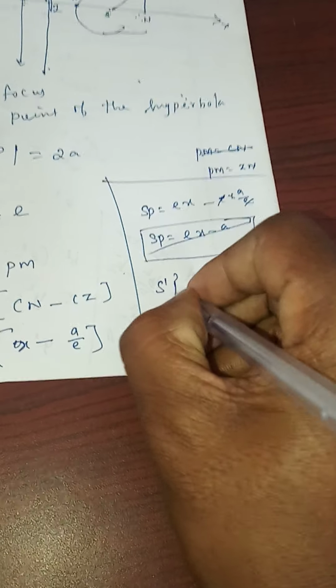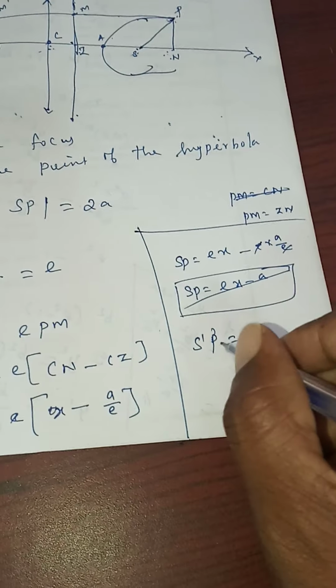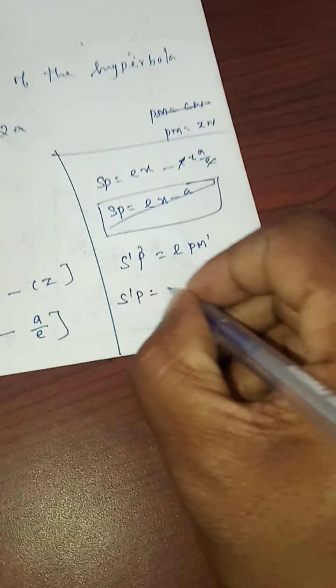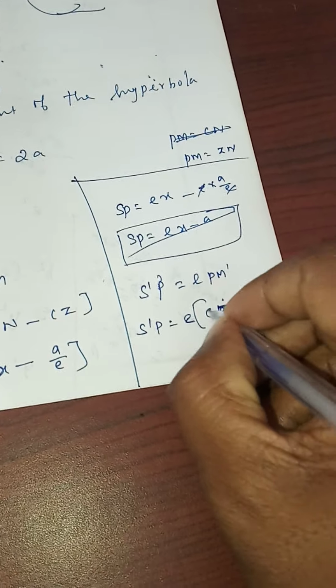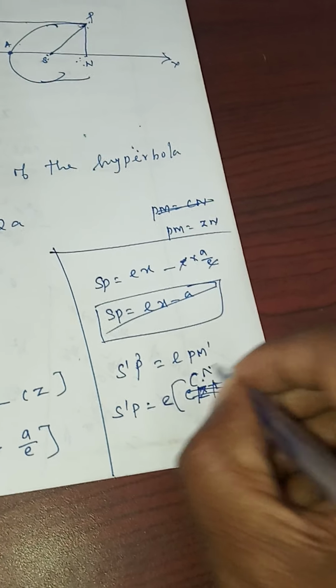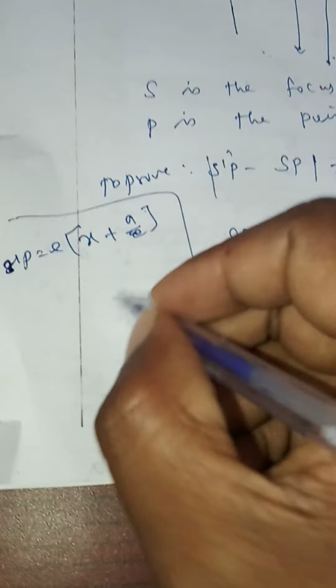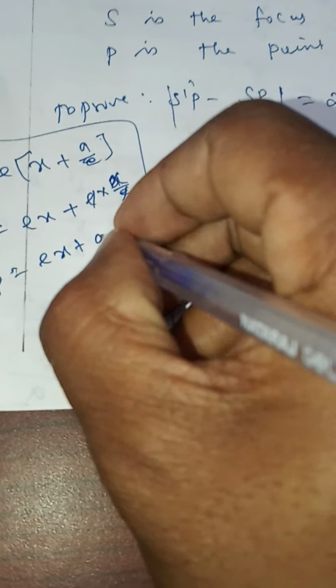By the same method for S dash P: S dash P is equal to e into PM dash, that is e into CN plus CZ on the opposite side. Then S dash P is equal to e into x plus e into a by e, the e cancels, so S dash P is equal to ex plus a.